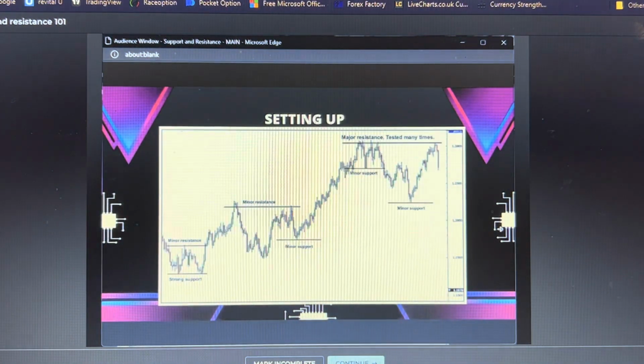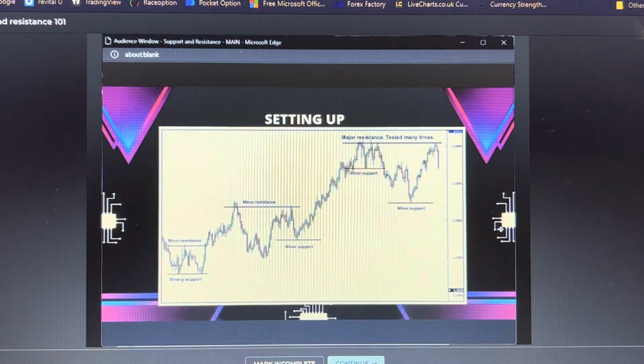Setting up support and resistance, you have to look at the overall market, and usually the best way to do that is a higher time frame. For example, this market at the very bottom has a very strong support because it never went below that point. And at the very top, you have a major resistance because it continues to get tested at that one, but keeps getting rejected every time it comes up to it.